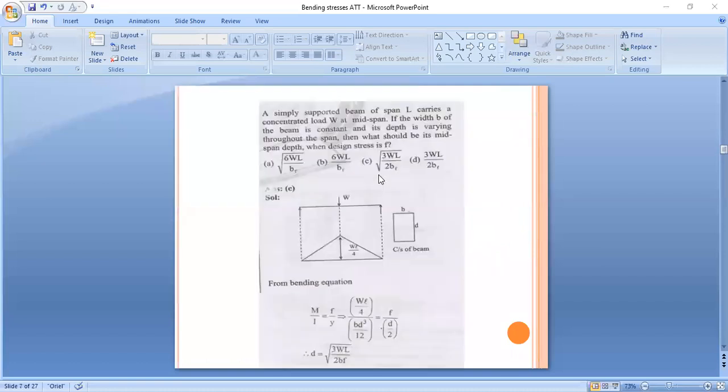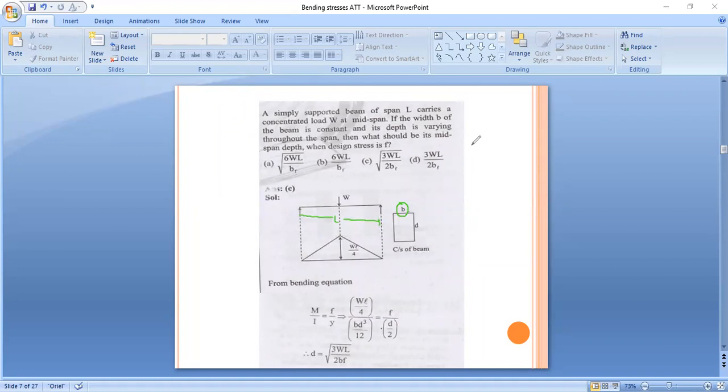Then next, here one example is given. A simply supported beam of span L carries a concentrated point load W at mid-span. So a central point load is applied. If the width B of the beam is constant, what is constant? B is constant and its depth is varying throughout the span. Then what should be its mid-span depth when design stress is F?